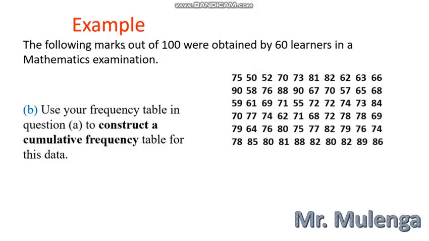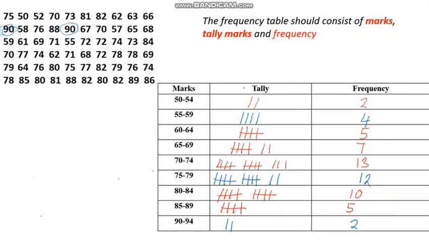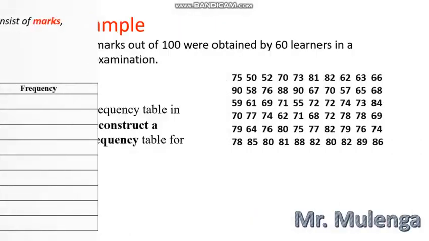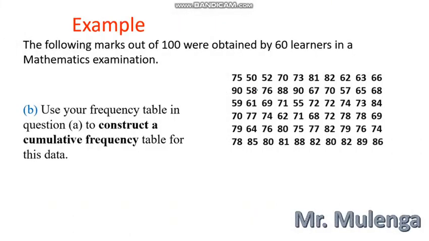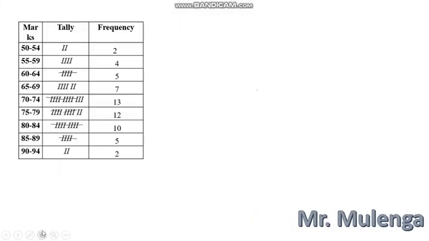So here, this is the table that we have drawn. This is the frequency table. Now we need to use this frequency table to come up with the cumulative frequency table. In order for us to come up with the cumulative table, it will be like this. When you use this table, remember we have the marks, the tally marks, the frequency.